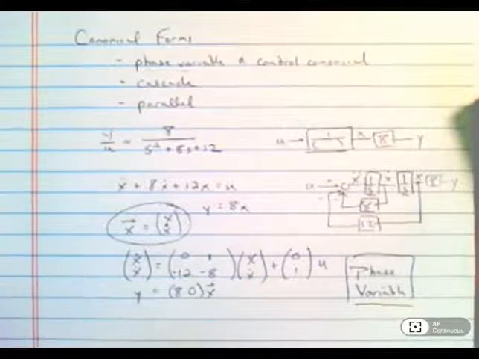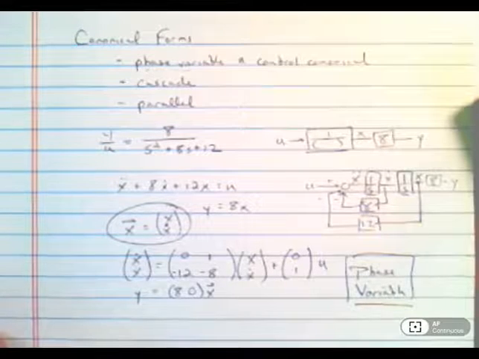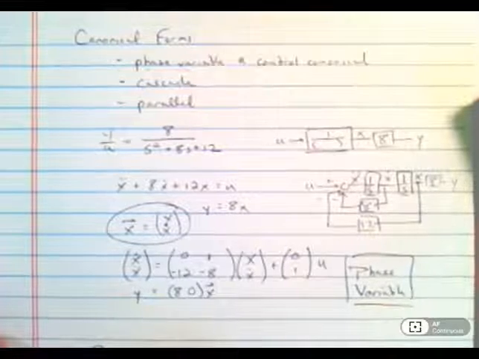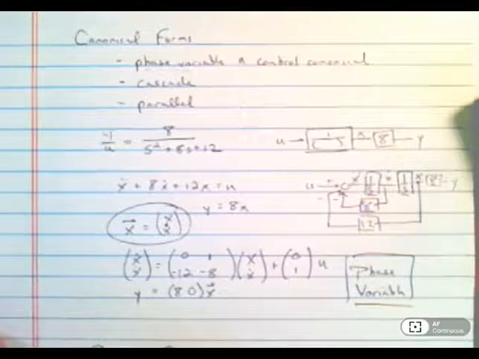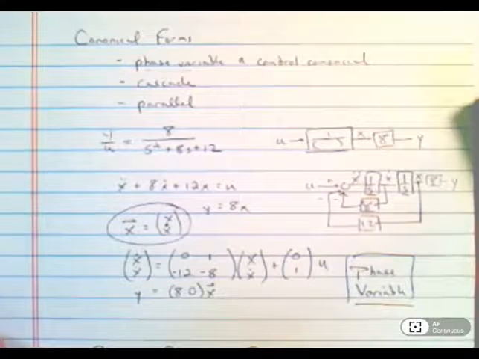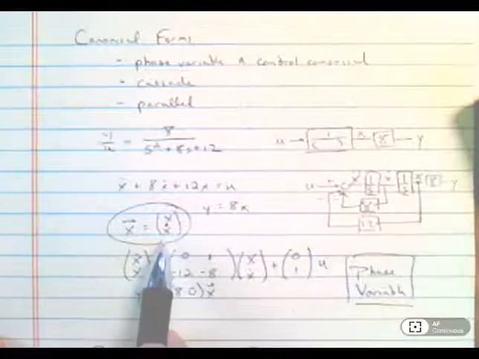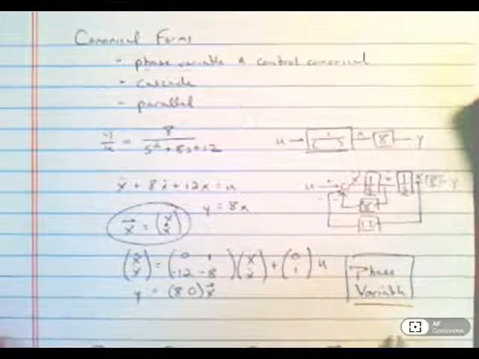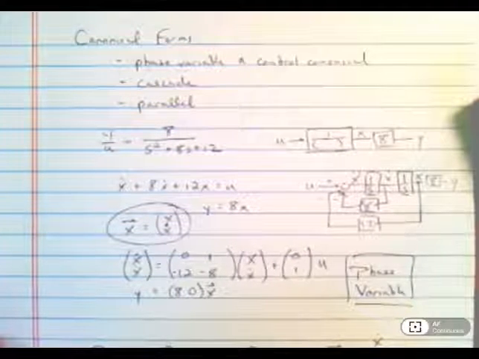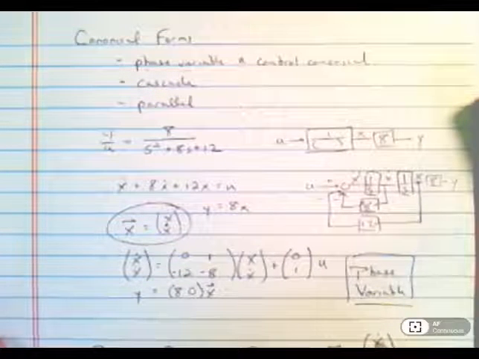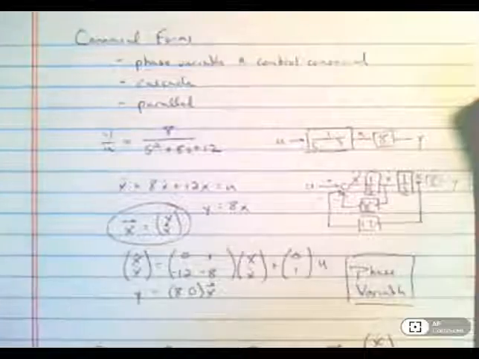Okay? Now, it turns out that the second technique, which is control canonical form, is almost identical to phase variable form. The only difference is we're going to order the state vector in the opposite direction. So our state vector is going to be x dot, x in this case. So in this case, the highest order derivative is on the top, and we go down in a descending order.